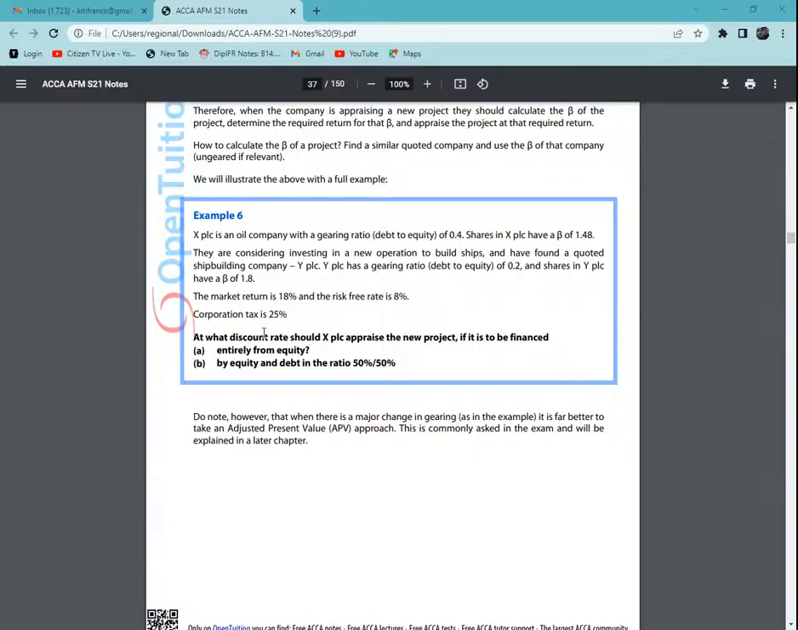Which one is the most relevant beta? Should I use 1.8, or rather 1.48? We had tackled something like this in our last class, if you can remember. Which one is the most relevant?